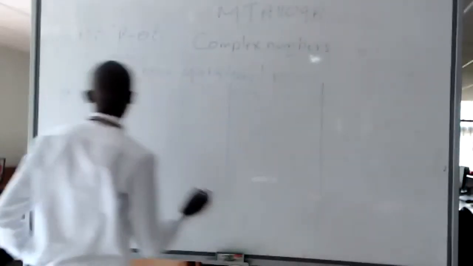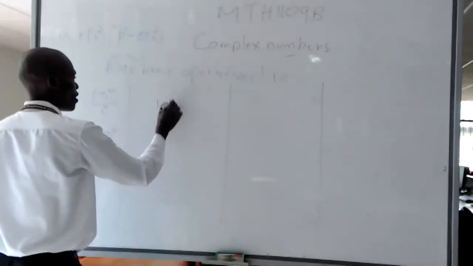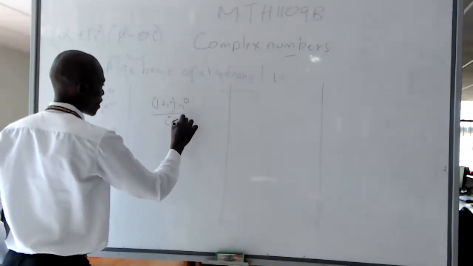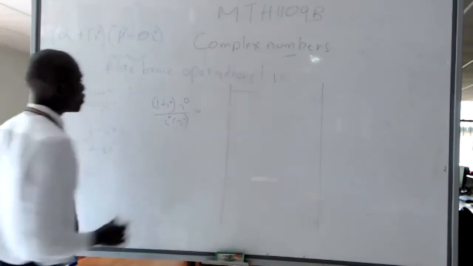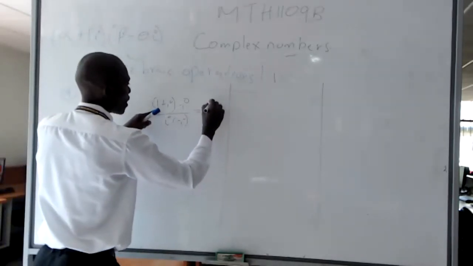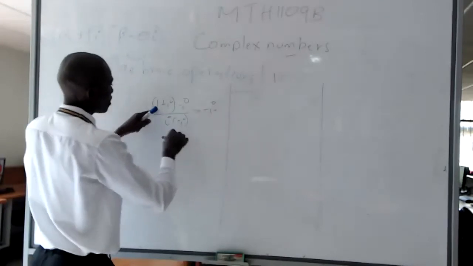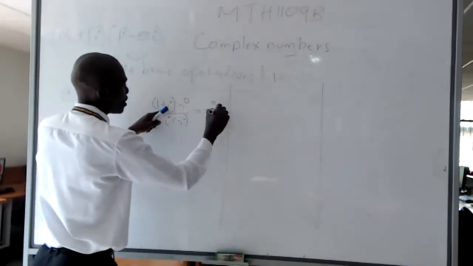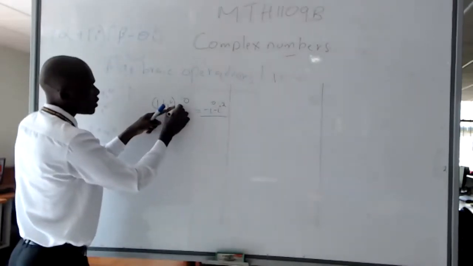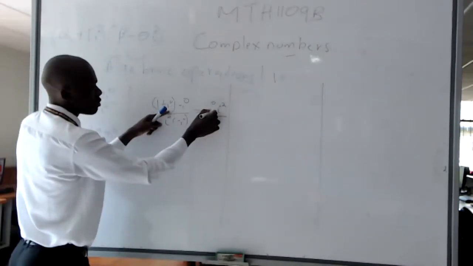Minus i. Negative i. Minus i. So then I take 1 plus i multiplied by minus i, divided by i multiplied by minus i. What do we have in the numerator? 1 times minus i is minus i, minus i times i is i squared, divided by, so this negative is the one that I put here.